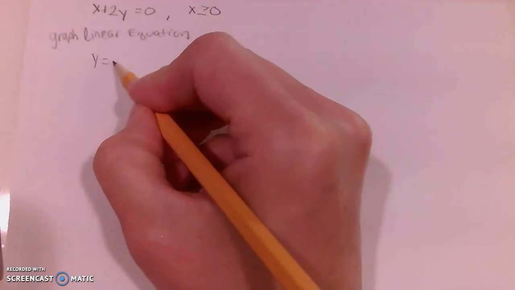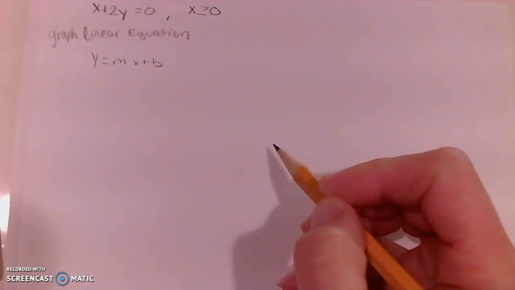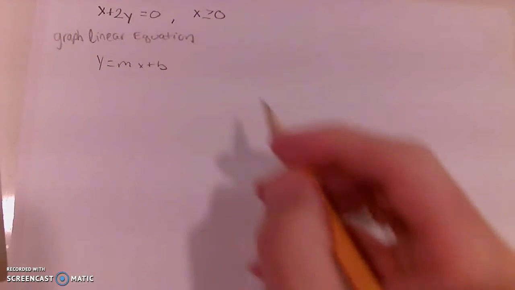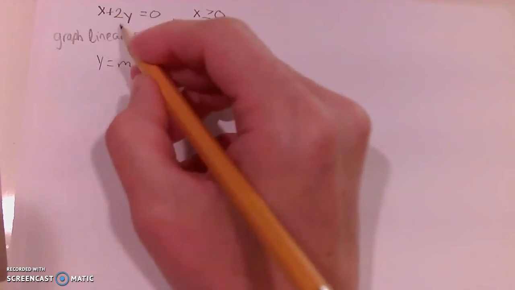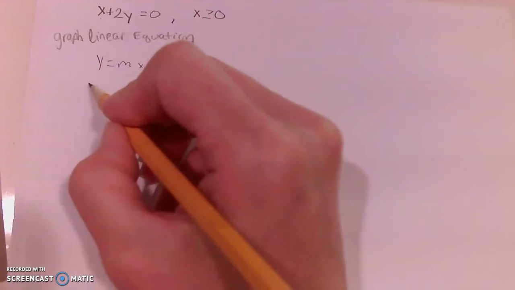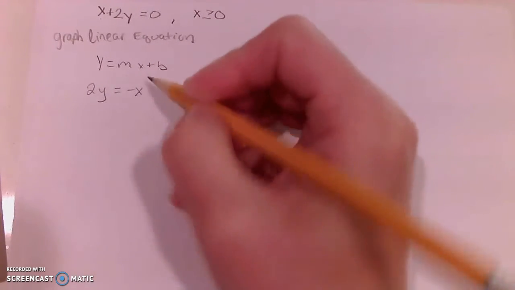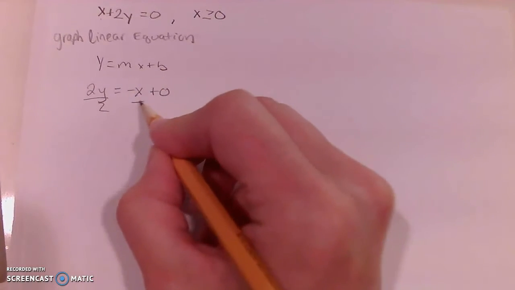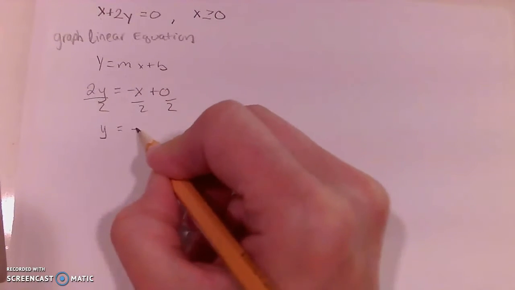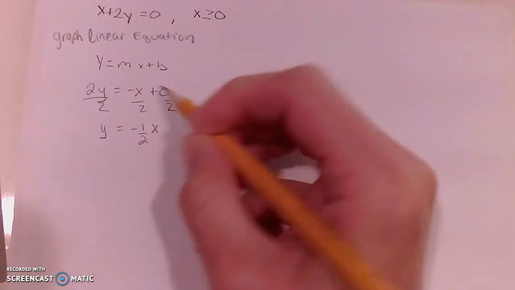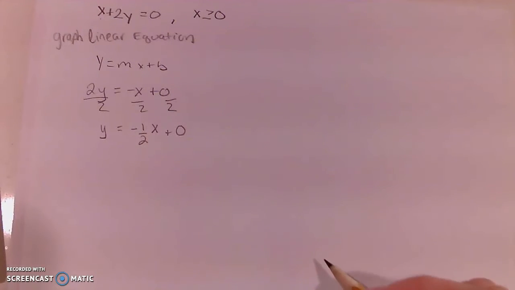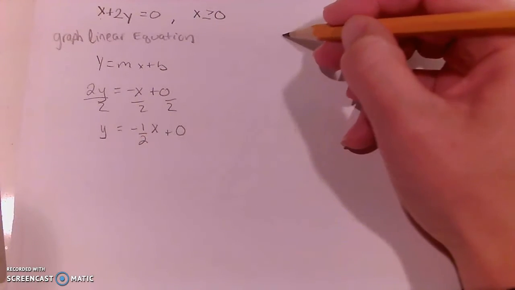Get y equals mx plus b. If you're in this class, you've taken some algebra. This is our slope and our y-intercept. We want this format. So I have x plus 2y equals 0. Let's move this x to that side. So I'm going to have 2y equals negative x plus 0. Then I'm going to divide everything by 2. Y equals negative 1/2 x, plus 0 over 2, which is just 0. So my y-intercept is 0. It has to be, otherwise this won't make any sense.